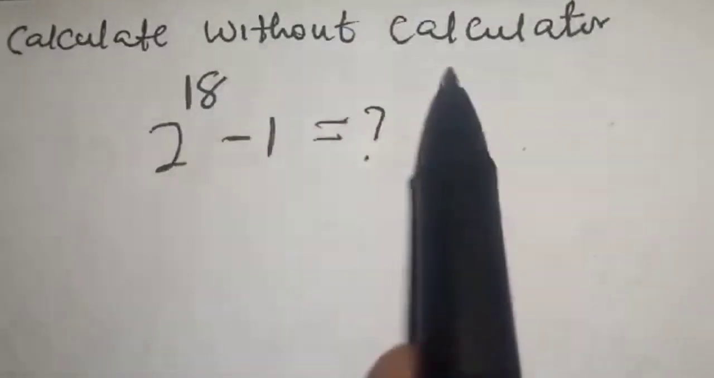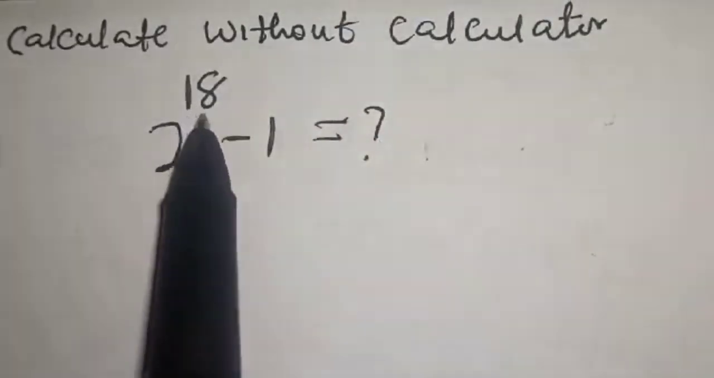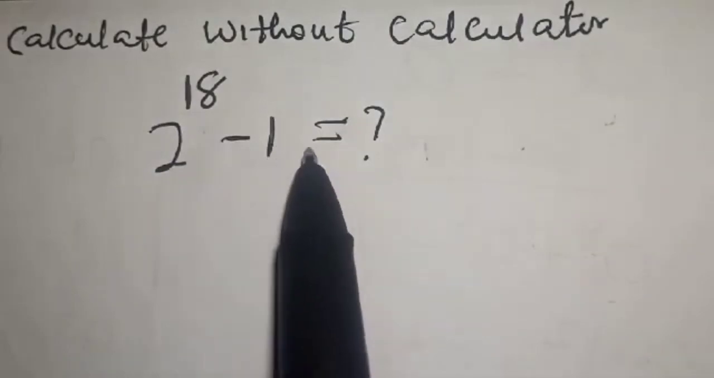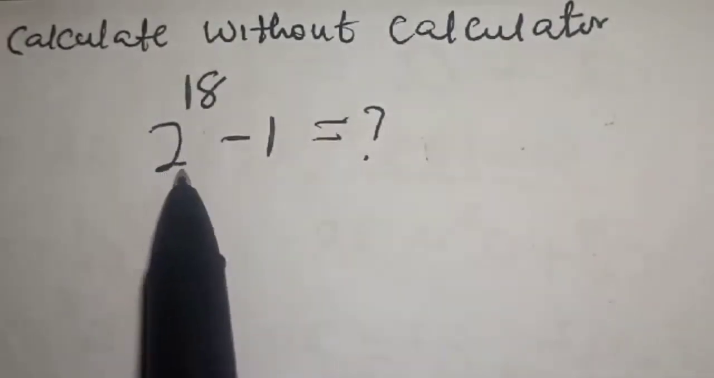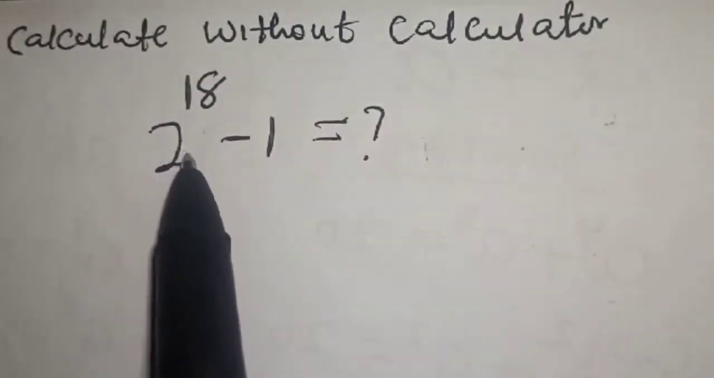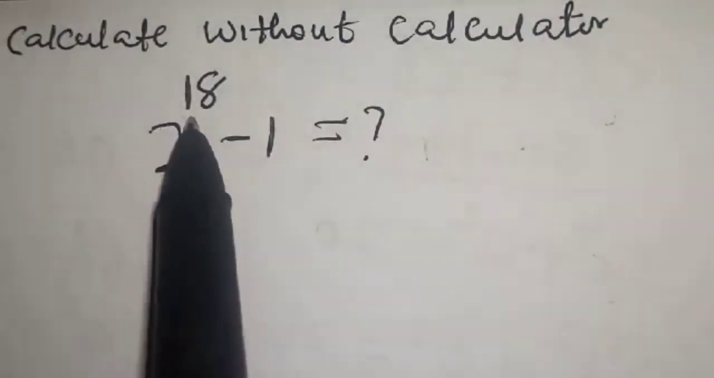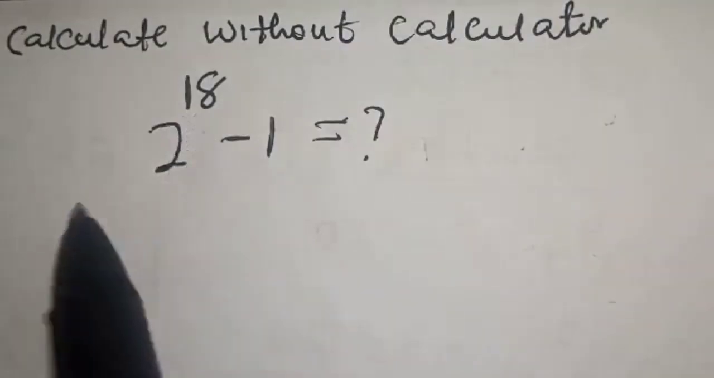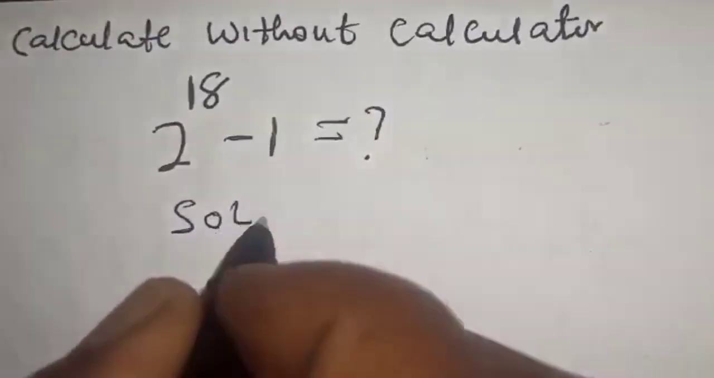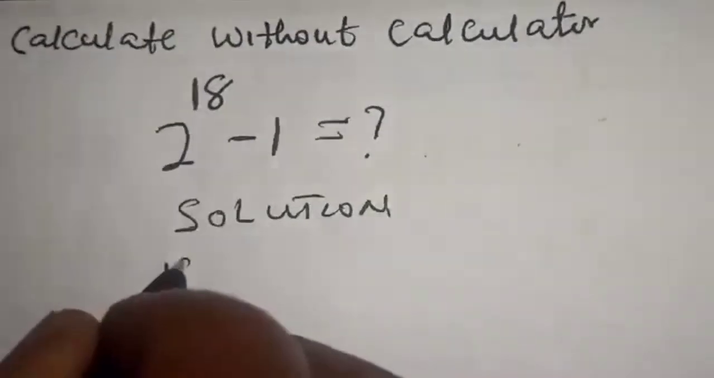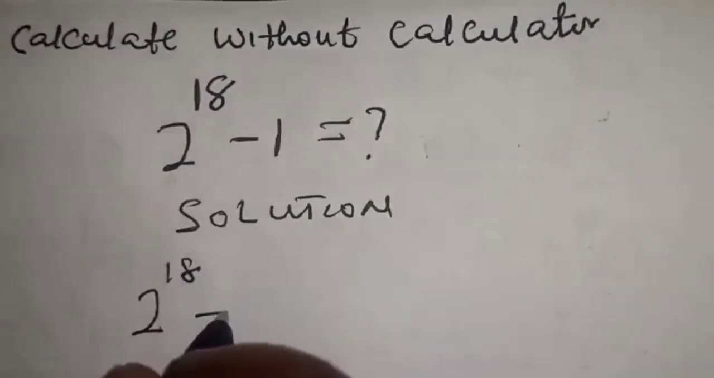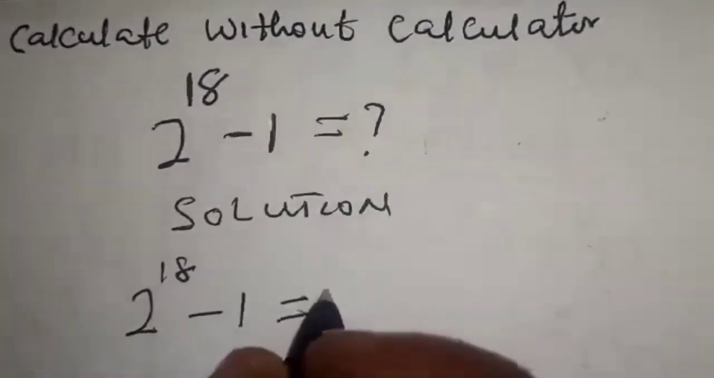Calculate without calculators. 2 raised to power 18 minus 1 is equal to what? In this class, we want to solve this math problem quickly. 2 raised to power 18 minus 1 without using a calculator. 2 raised to power 18 minus 1 is equal to what?